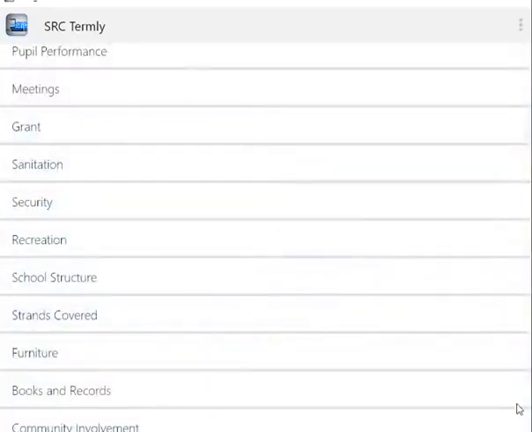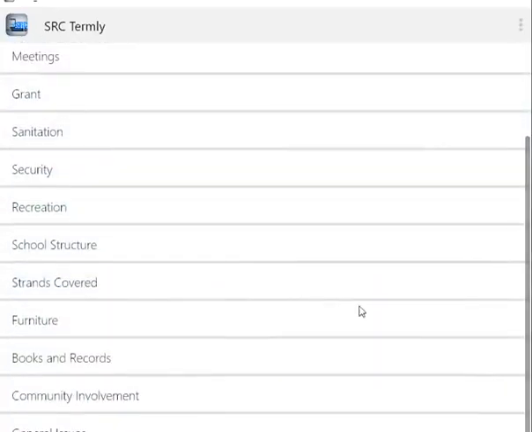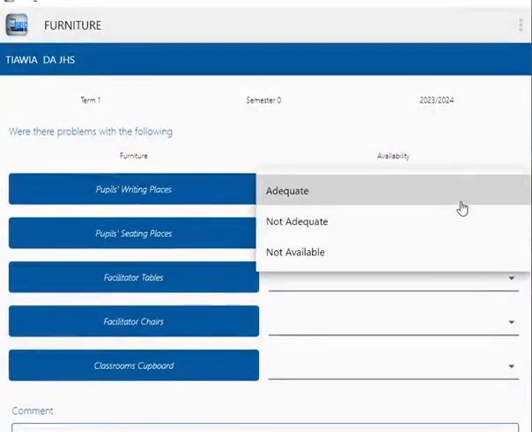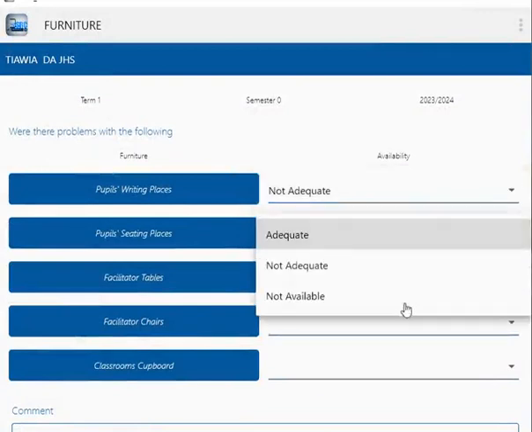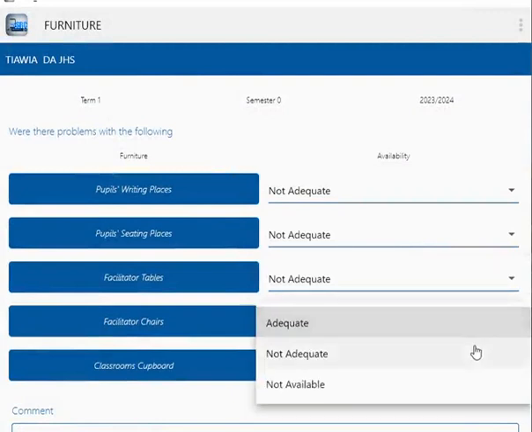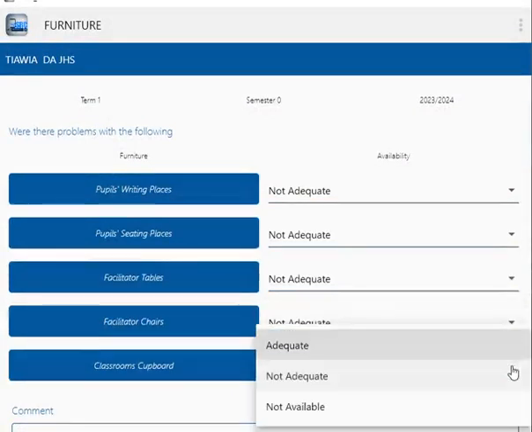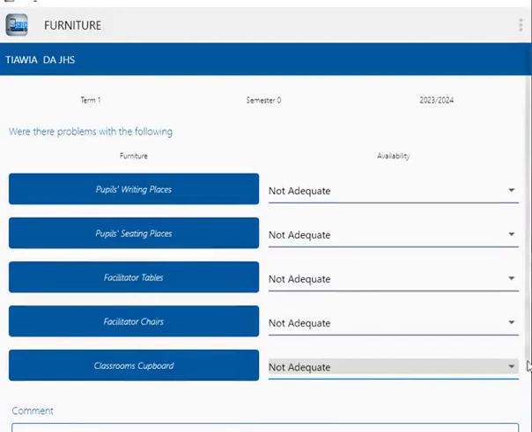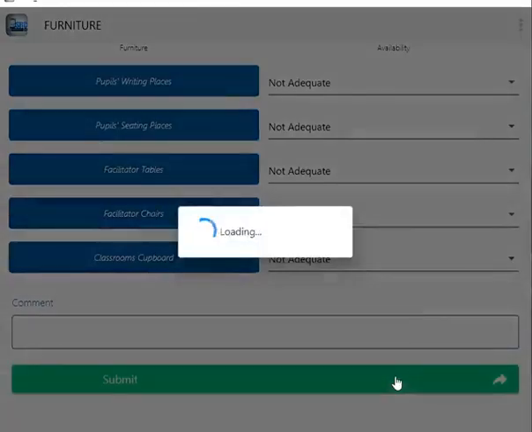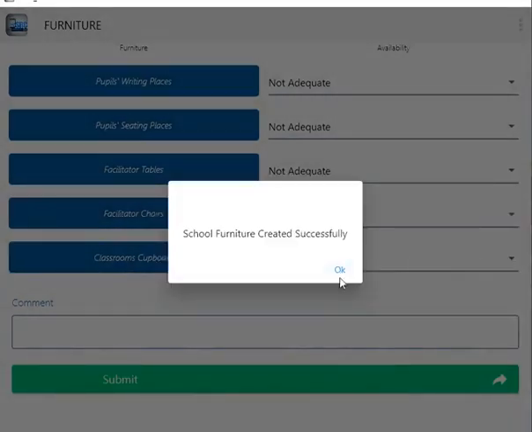Then you are done. Furniture: pupils' writing places, are they available? Not adequate. Pupils' sitting places, not adequate. Facilitators' table, not adequate. Facilitators' chairs, not adequate. Classroom cupboards, not adequate. In all this, were there problems with the following? You put the comment over here. After that, you click on submit. Furniture created successfully.